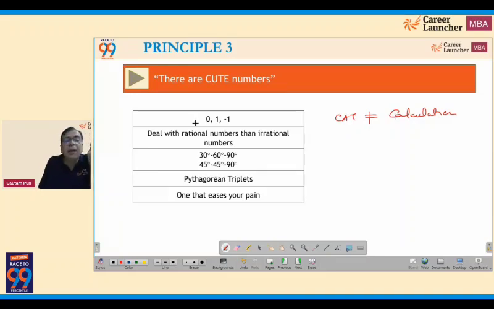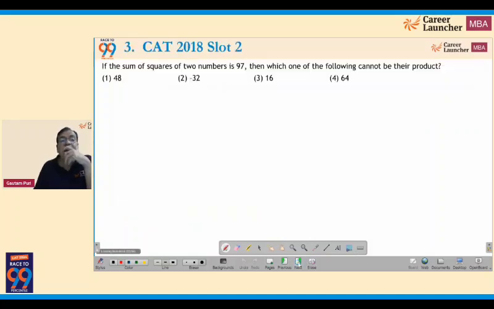Okay. Similarly, most of the numbers will be rational: 0, 1, minus 1, easy numbers to handle. So we'll be looking at all of these, and this is the line which explains everything. Cute numbers are the ones which are easy to handle, which are not difficult to handle. Okay. Now look at this question.